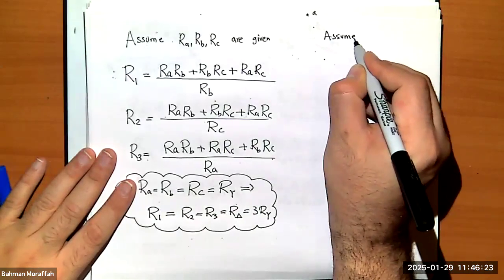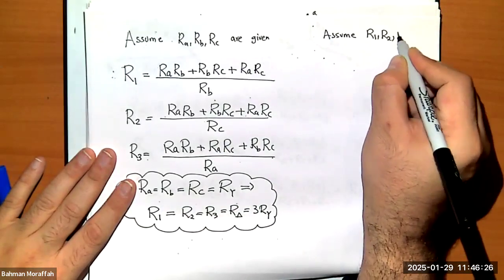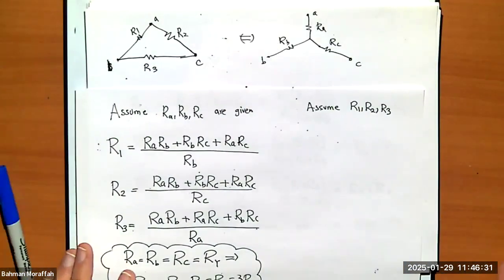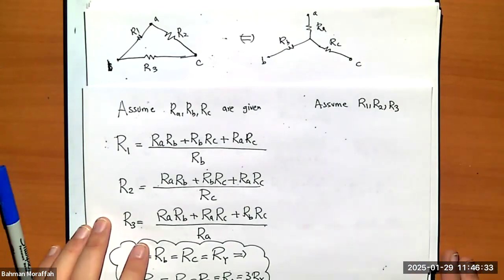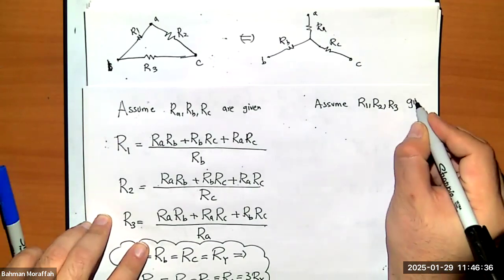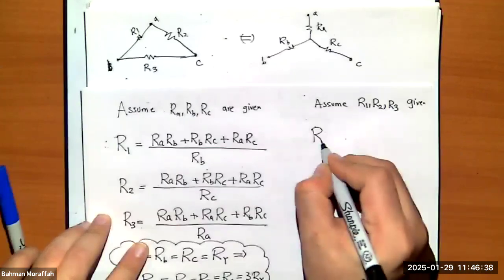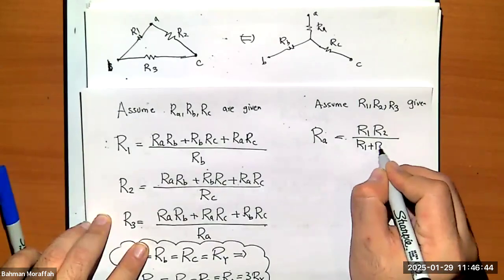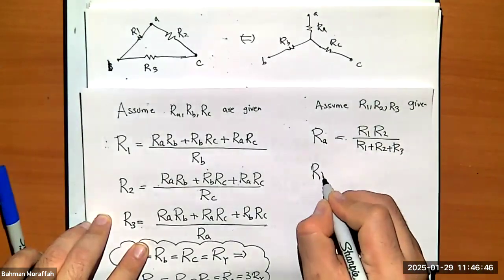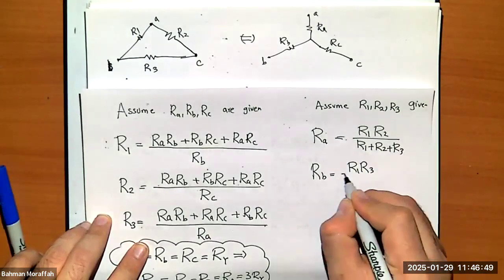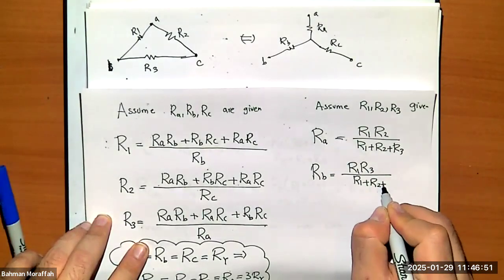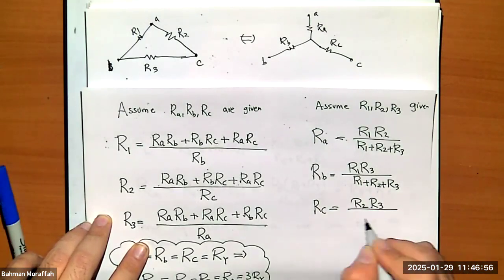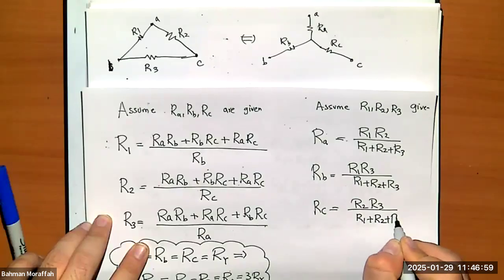Let's just assume now we know R1, R2, and R3. Basically, I know the delta, and I want to find the Y transformation. It turns out RA is R1 R2 divided by (R1 plus R2 plus R3). RB is R1 R3 divided by (R1 plus R2 plus R3). RC is R2 R3 divided by (R1 plus R2 plus R3).